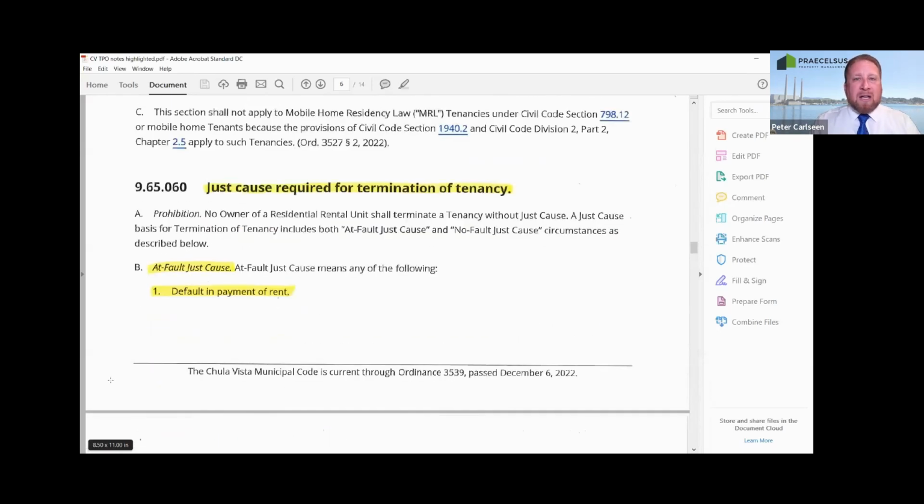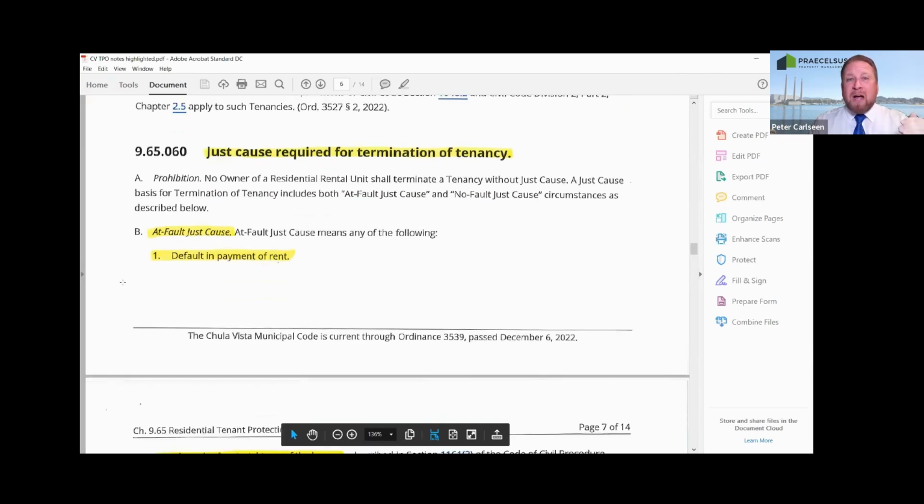So just cause, we're going to talk a little bit about this. Just cause, again, is simply saying that you have a legitimate reason to terminate a lease. And remember, there's two different caveats to that. There's at fault and there's no fault. The at fault they talk about here, they itemize a whole bunch of reasons for at fault terminations.